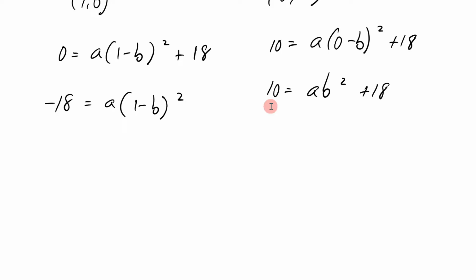And at the moment, you might be thinking to yourself, what on earth can we do with these things? I mean, it kind of looks a bit crazy. But what I would do here is solve them both for a. So over here, I'm going to get negative 18 on (1 minus b) squared is equal to a. And then over here, I would get 10 minus 18. Sorry, 10 minus 18 is negative 8. So it would be negative 8 on b squared is equal to a, because I minus 18, which gave me negative 8, and I divided by b squared.